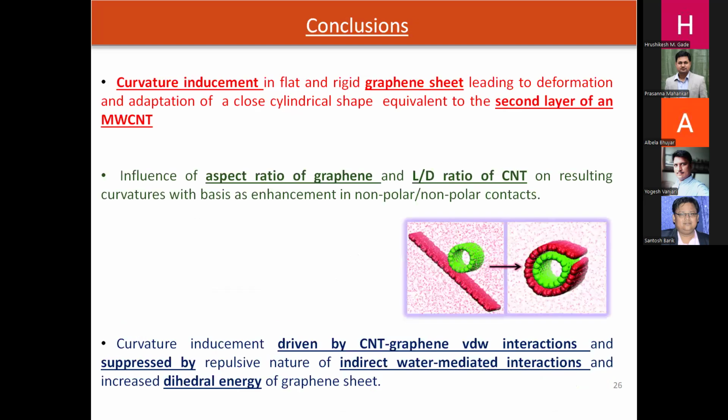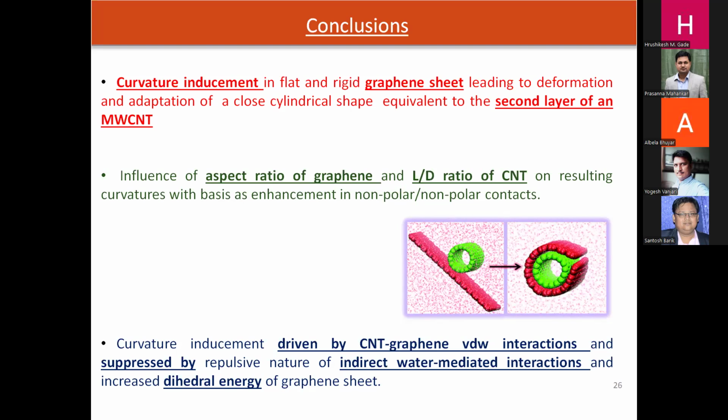The basic conclusion we obtained is that this study is very specific for curvature inducement. Now, if I try to correlate with today's topic, the molecular dynamics simulation in this study has provided us the thermodynamics of self-assembly. It has provided the guiding forces driving self-assembly, the role of solvent driving that self-assembly, and certain more molecular-level details guiding the association of CNT and graphene.